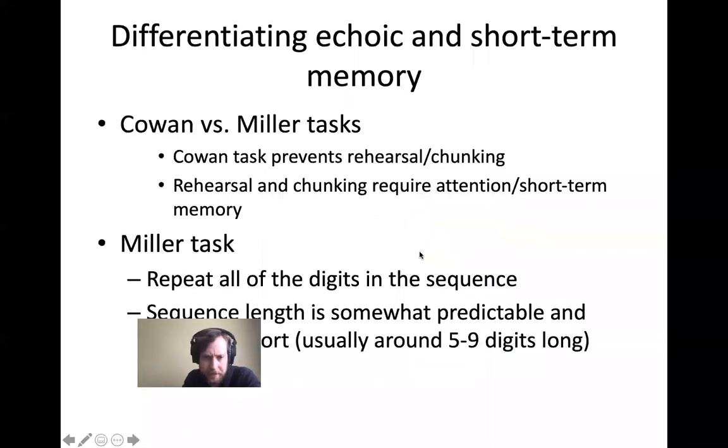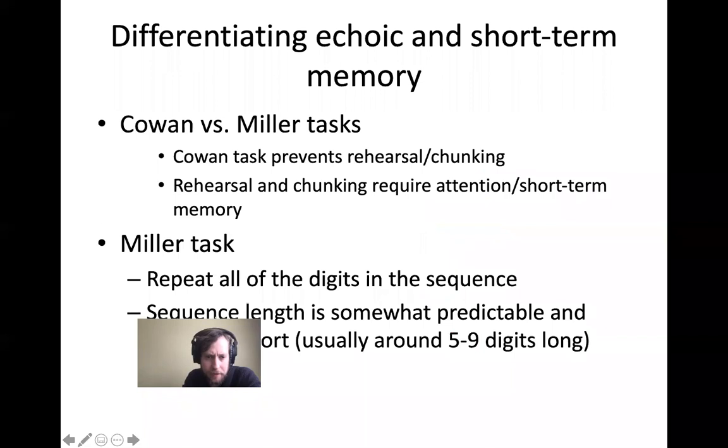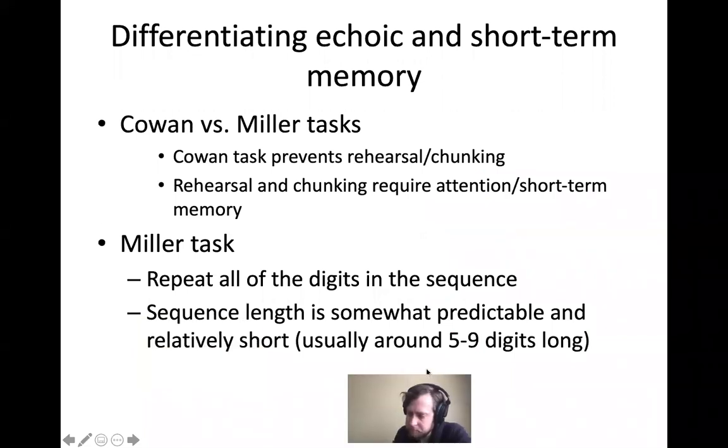Okay, I think there's just one more thing to talk about in this chapter, and then we'll call it a day. And that's the Miller task.